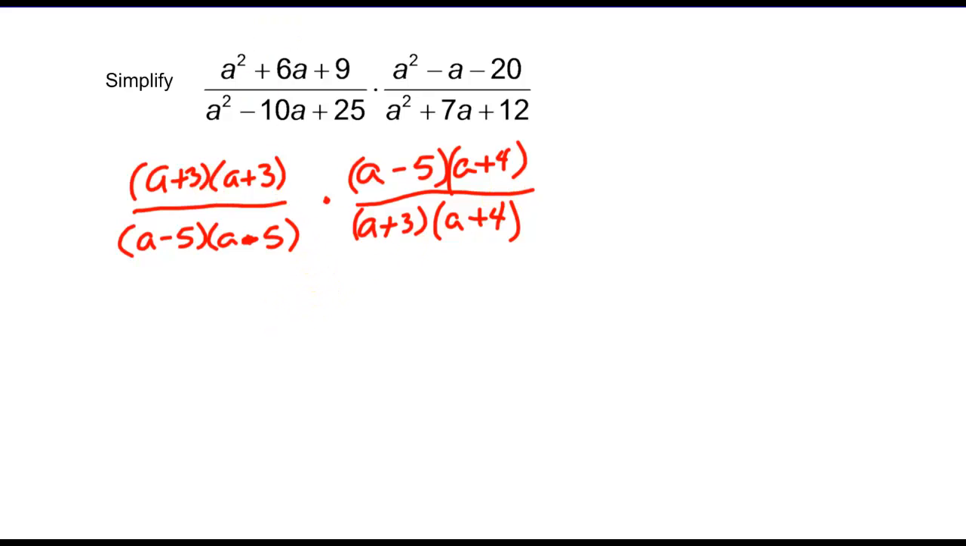So in this case, I notice I see an a minus 5 and an a minus 5, an a plus 4 and an a plus 4, and an a plus 3 and an a plus 3. Thus, I'm left with a plus 3 over a minus 5.